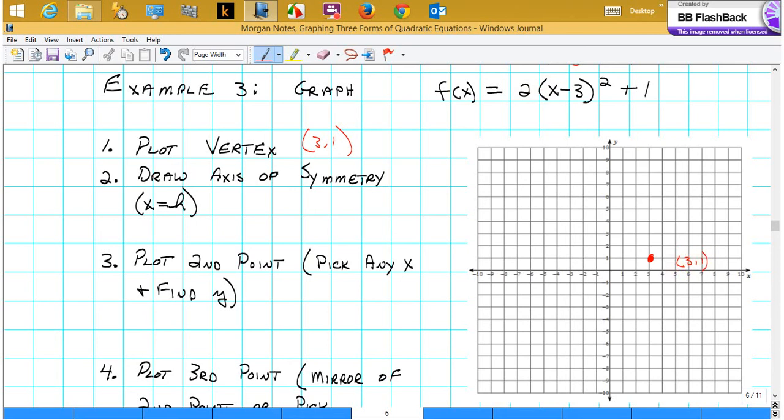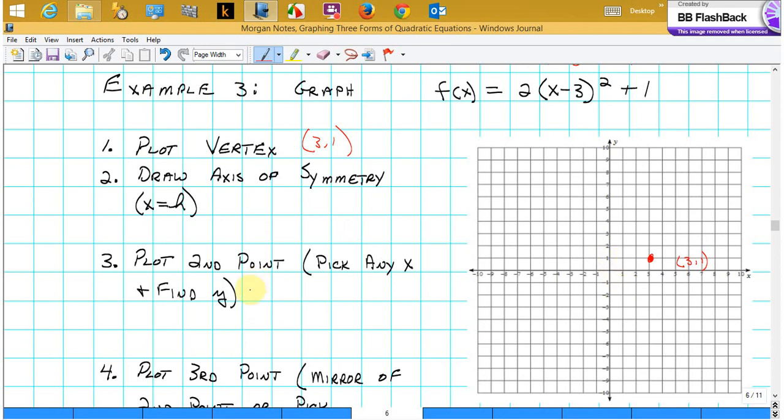All right, now I need a second point. And I can pick any point that I want. If I would pick 0, you notice that I would have 0 minus 3, that's a negative 3, squared would be 9 times 2 is 18. This is going to go off my graph. So picking a point over here at 0 where x equals 0 is probably not going to work too well. Let's try x equal to 1.